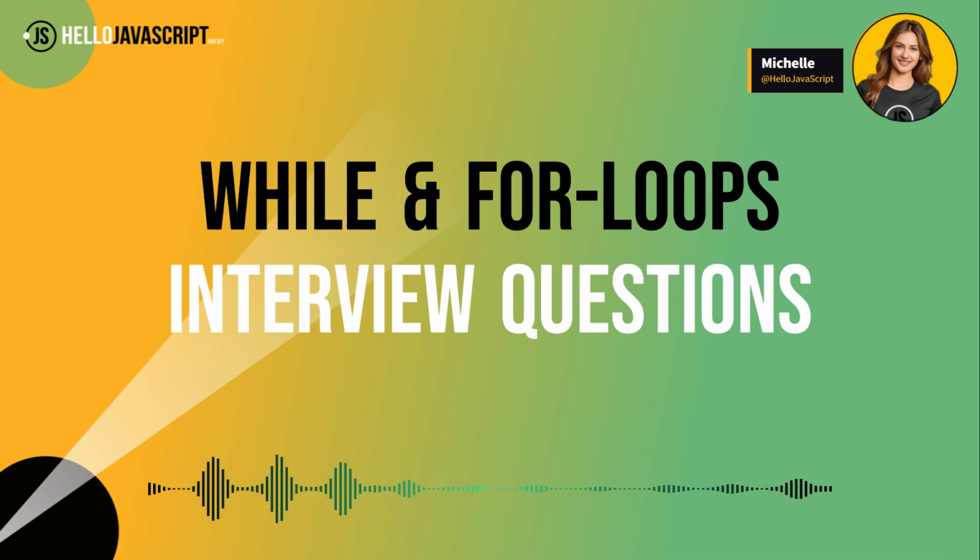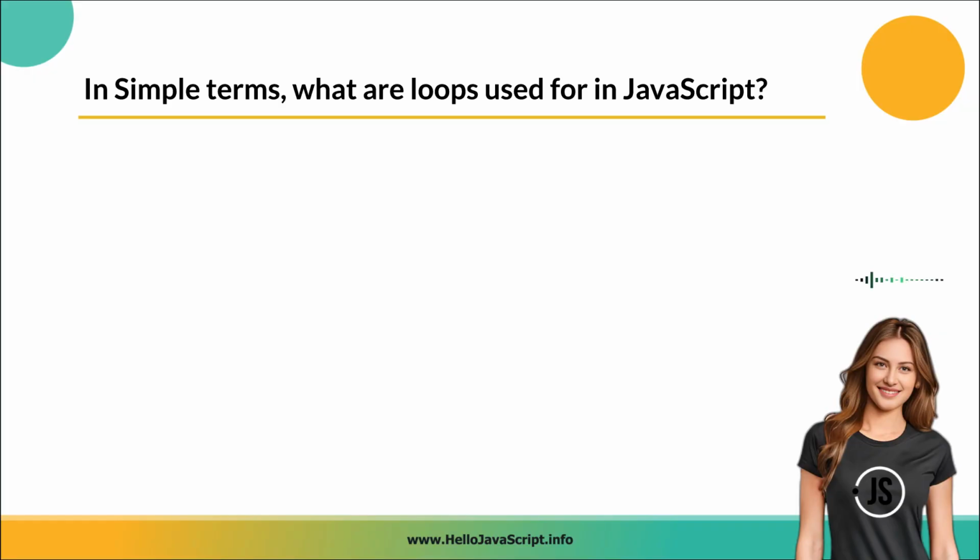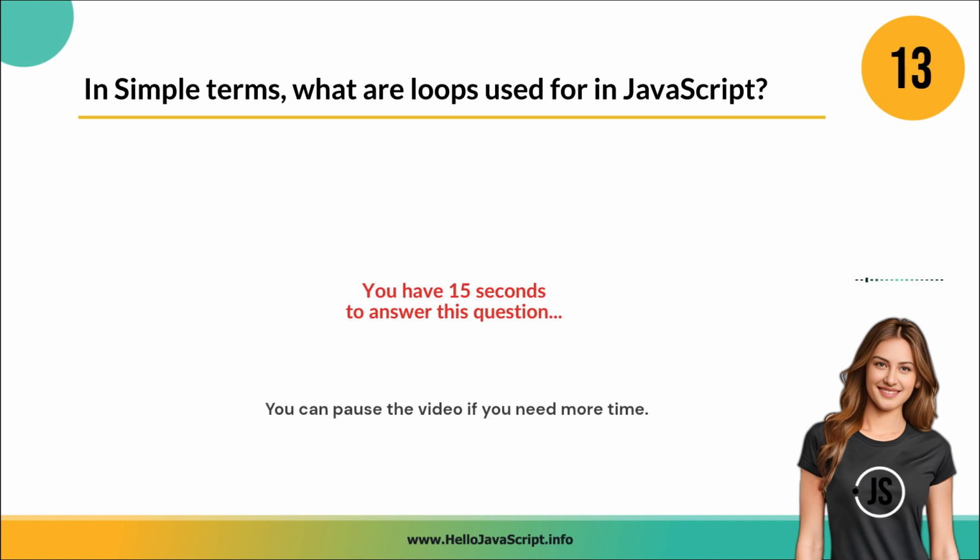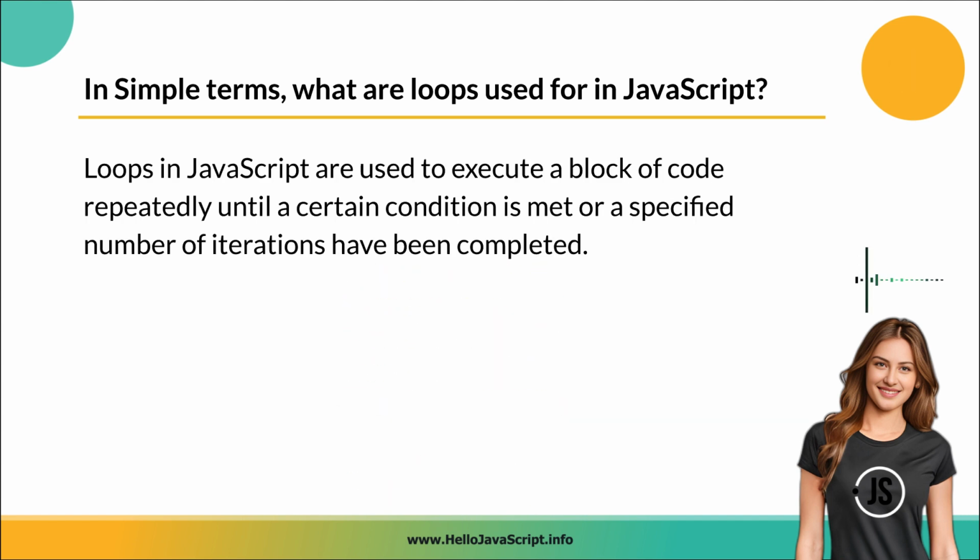So, let's get started with the first question. In simple terms, what are loops used for in JavaScript? Here is the interview response. Loops in JavaScript are used to execute a block of code repeatedly until a certain condition is met or a specified number of iterations have been completed.